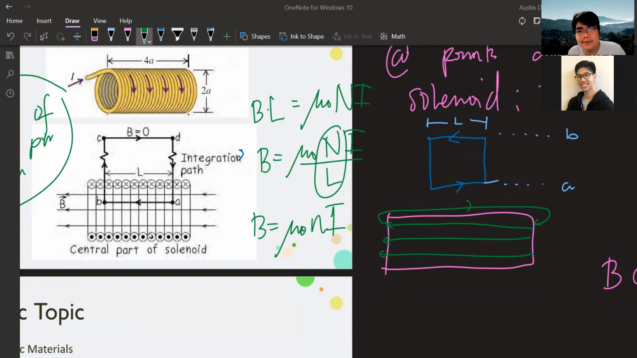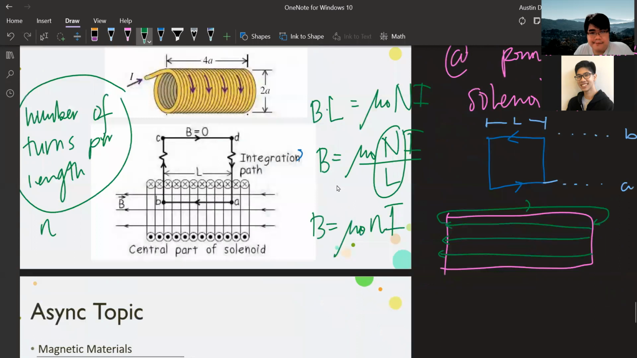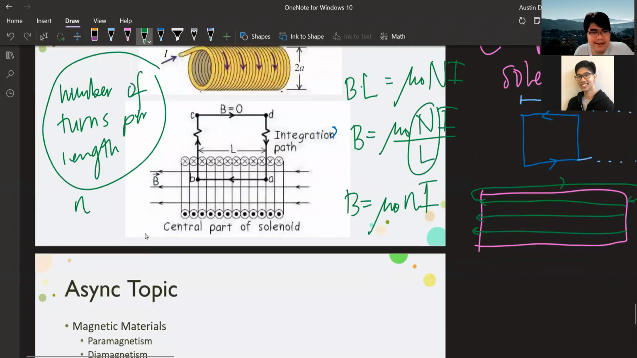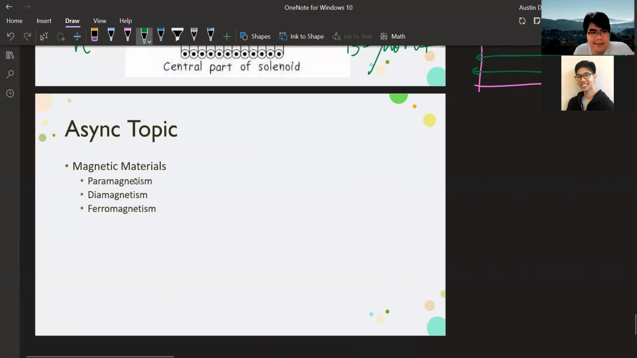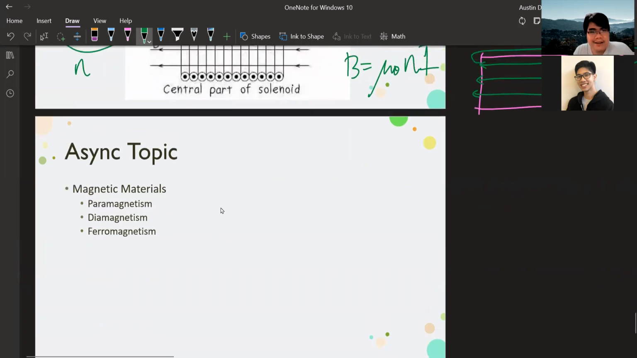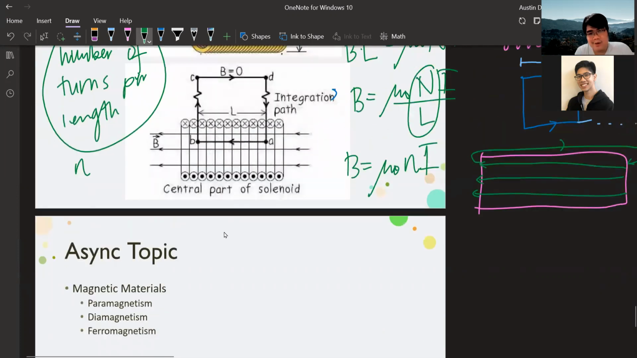Okay? So, kailangan itong n dito is turns per unit length lang. Okay. So, I guess that's it for today. Pero may asing topic, basahin nyo lang. Magnetic materials, paramagnetism, diamagnetism, ferromagnetism. Bakit hindi natin ito diniscuss? Kasi puro words lang sila. Magaling na kayo doon. Wala namang bago doon. Pero pwede naman kayo mag-consult.